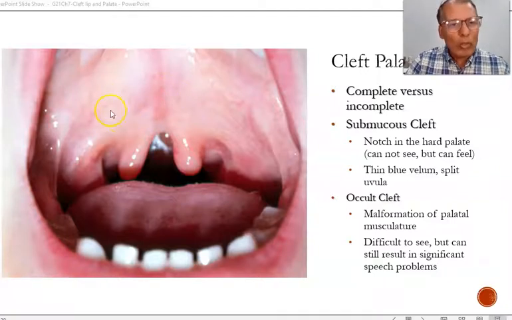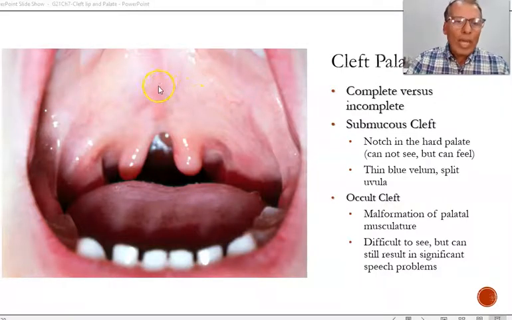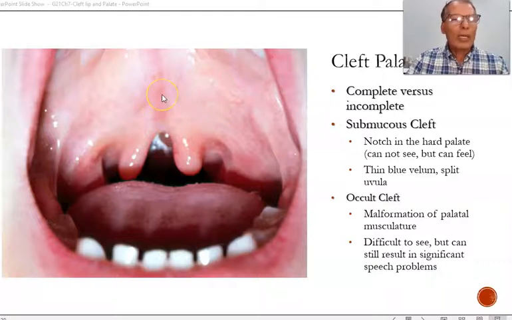Submucous means the mucosa, or the mucous membrane, is that lining here. That's like the inside of your cheeks. And sub means underneath that mucous membrane or mucosa, there's a cleft. The tissue is split. So that is not easy to diagnose, because in many cases you don't have the uvula split.